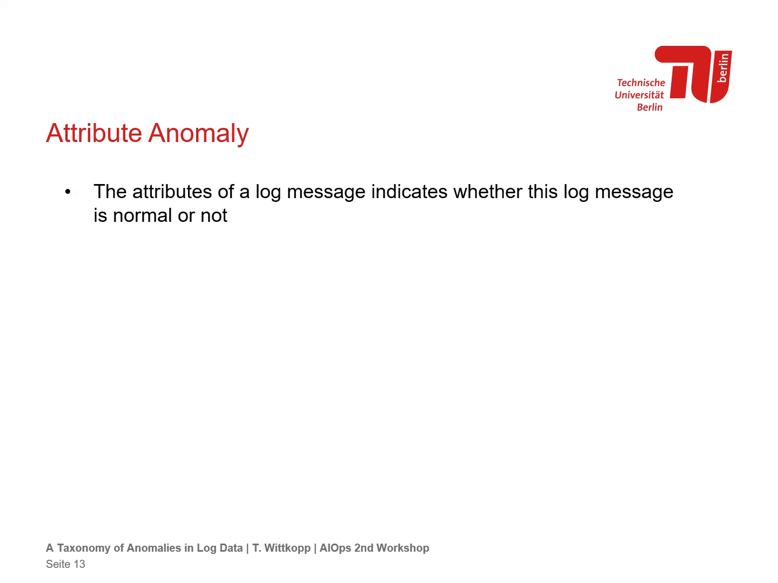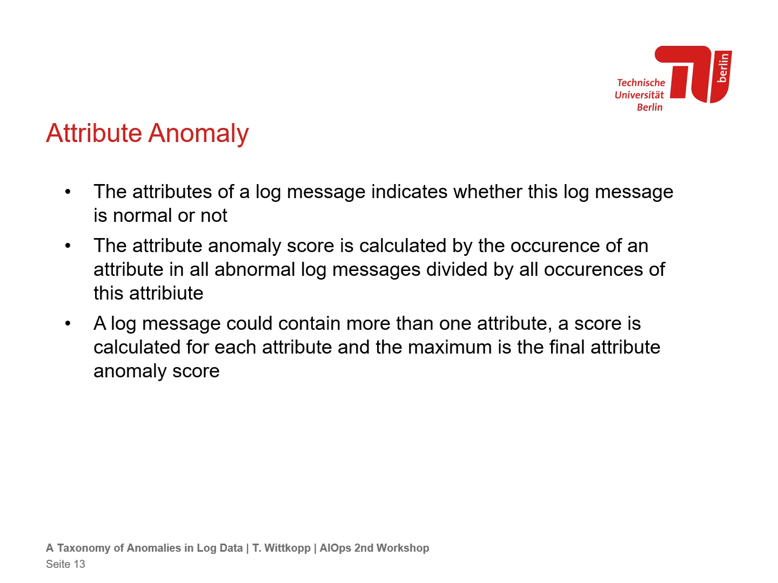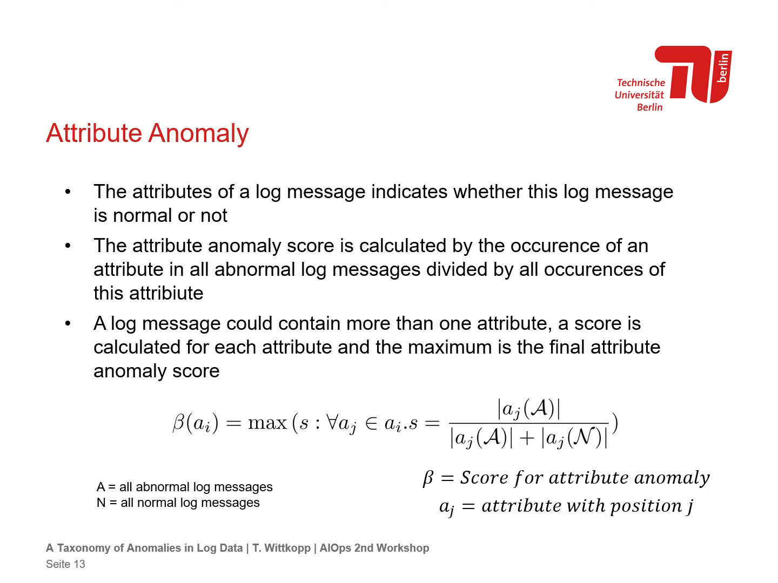Next, I present the score for the attribute anomalies. Here we only consider whether the log line becomes abnormal due to its attributes. To calculate the score, we divide the count of an attribute in an abnormal log line by the number of this attribute in all log lines. Since a log line can have more than one attribute, the attribute anomaly score is expressed by the largest anomaly score over all attributes, as you can see in the equation.